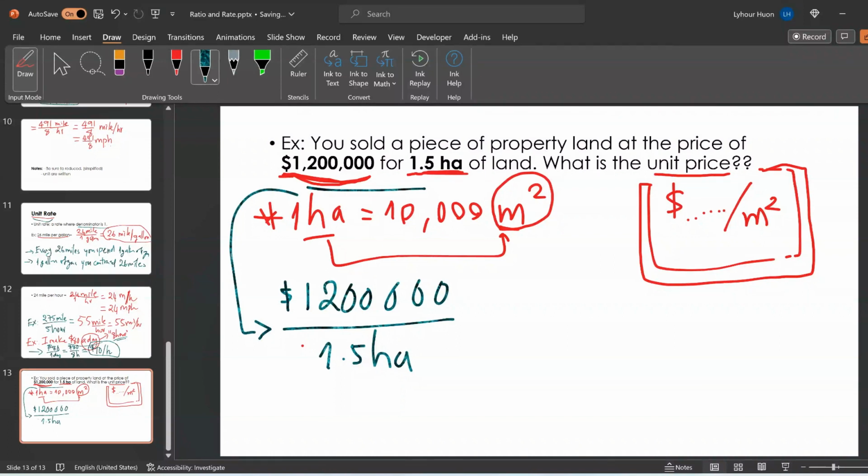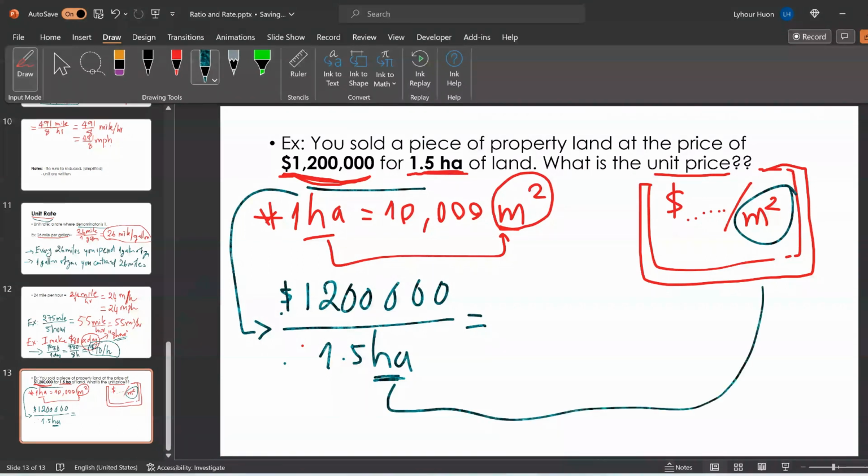Okay. Now what we want is dollar over meter square, right? So do we have to convert? We need to convert hectare into meter first, right? Yeah, that's what I was talking about. So we convert hectare into meter square.